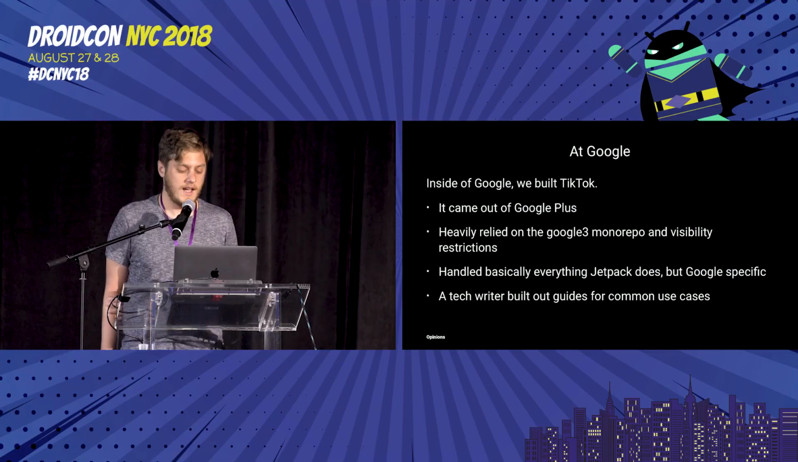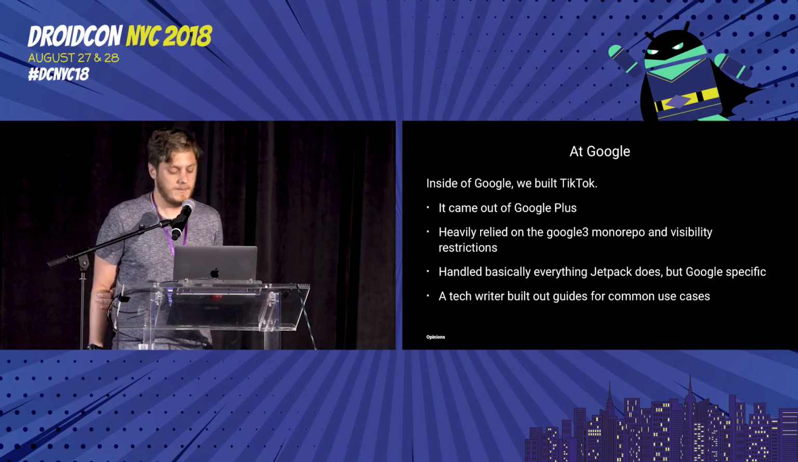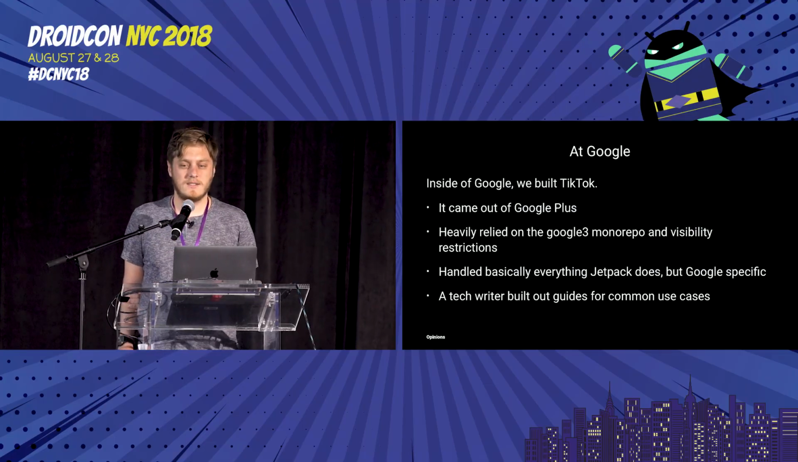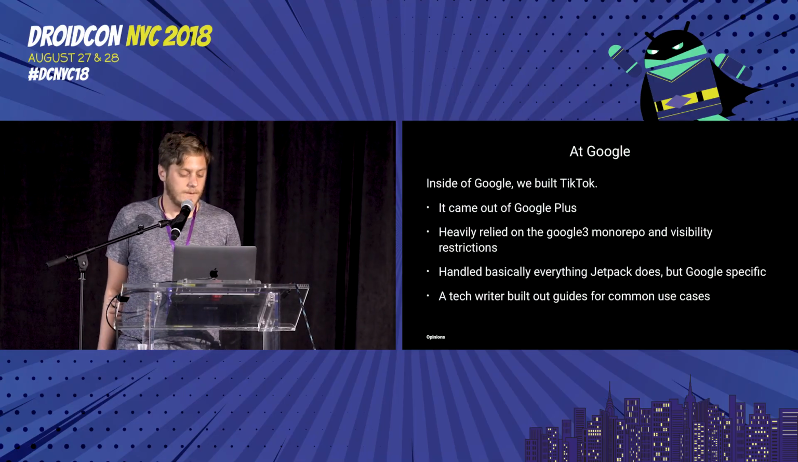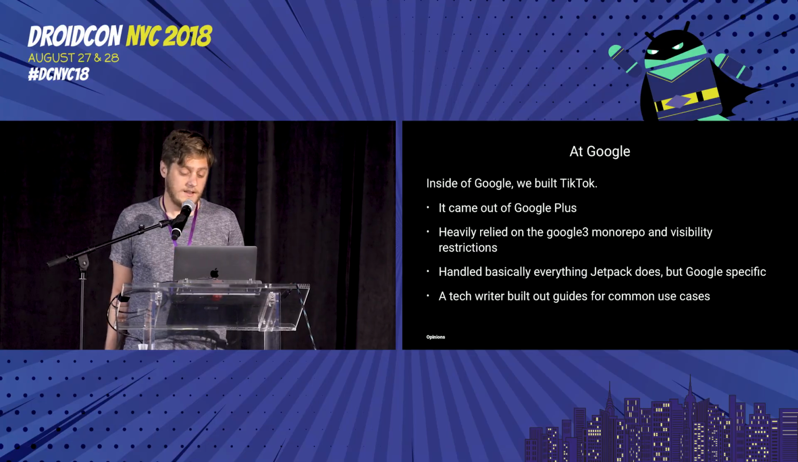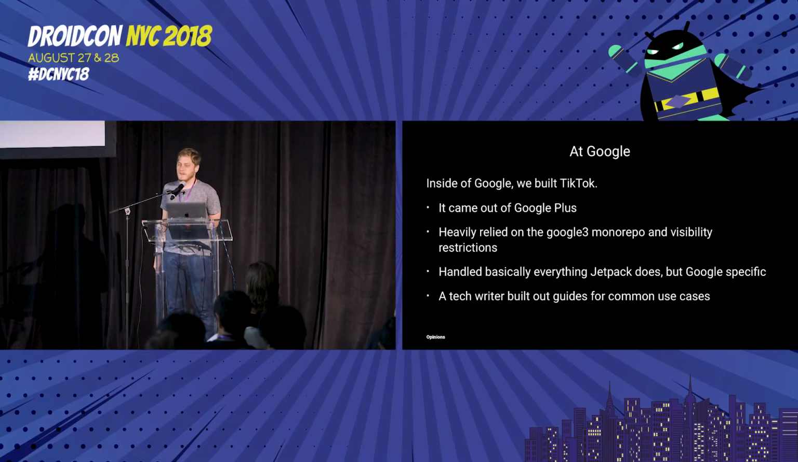We could restrict access to those so that if someone wanted to take a dependency on us, they would have to actually send it to us for code review, and we'd have to see how they're using it before they could start using it. So a lot of this stuff we had in there is actually very similar to Jetpack, and some of the Jetpack libraries are kind of inspired by our code, and some of our code was inspired by the early Jetpack stuff. But this was really nice, but it was very Google specific.